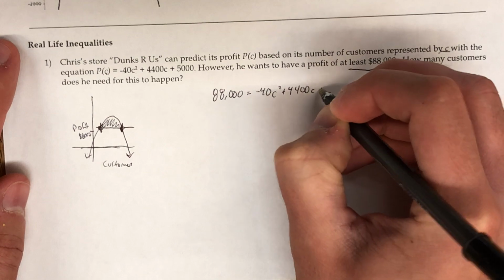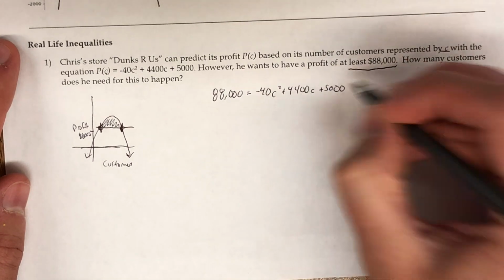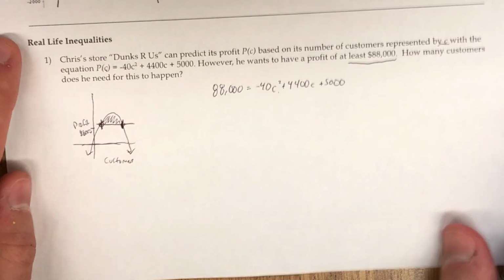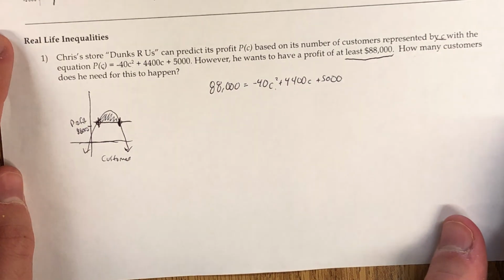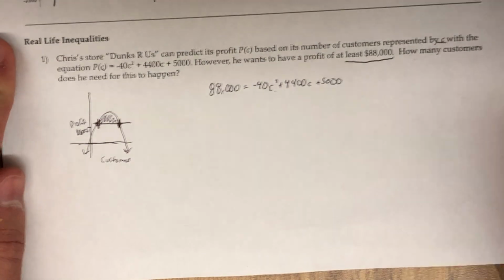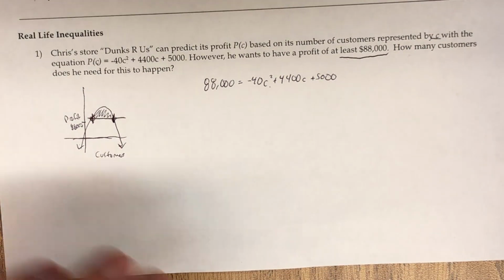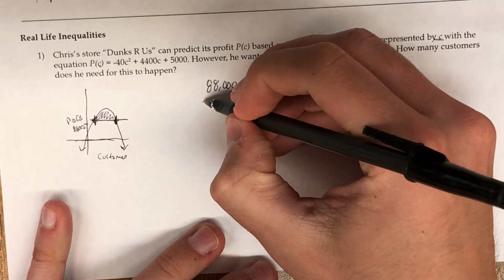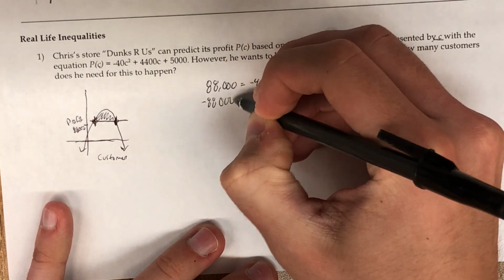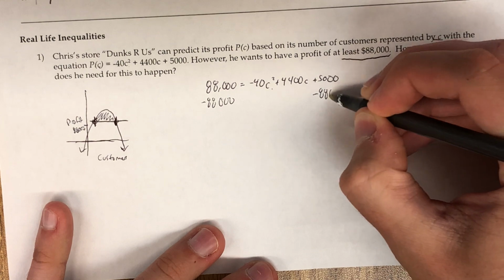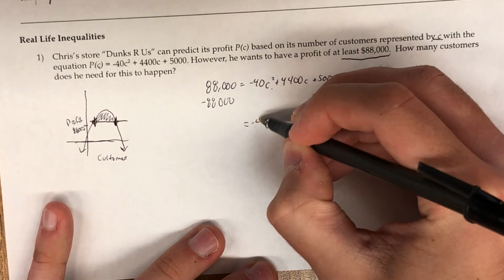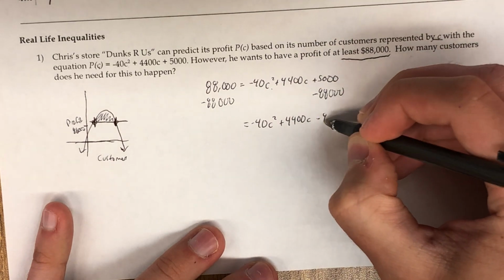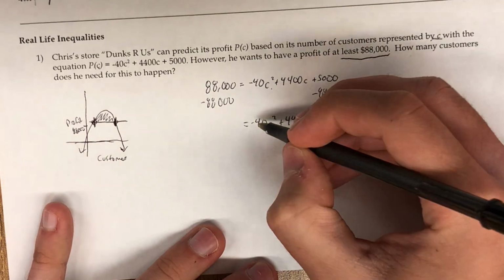And the way that we go about this, so we want to figure out what's the c value that makes this true. Since it's a quadratic function, we use the quadratic formula. And to use the quadratic formula, your problem must be set equal to 0. So we are going to subtract 88,000 from both sides to start. So we'll get negative 40c squared plus 4,400c minus 83,000.